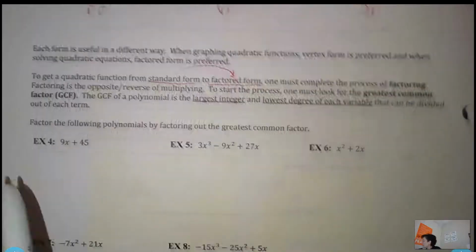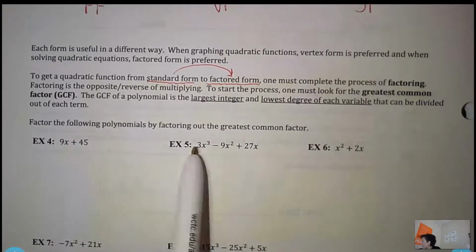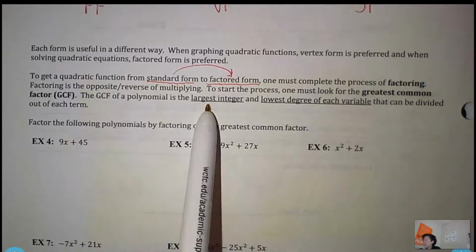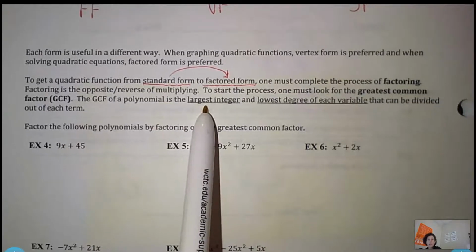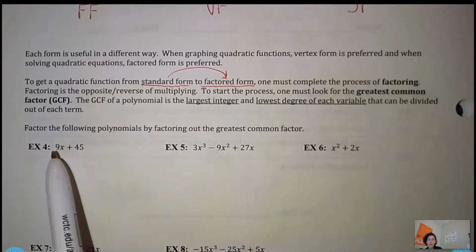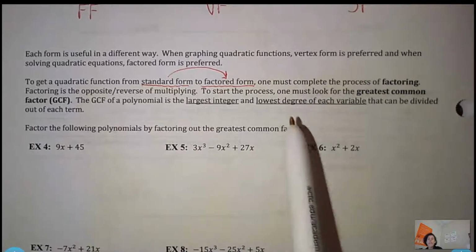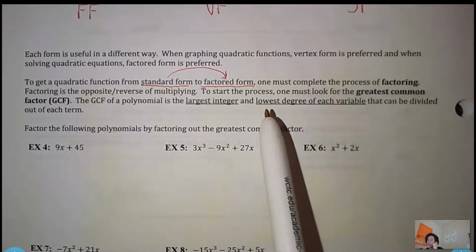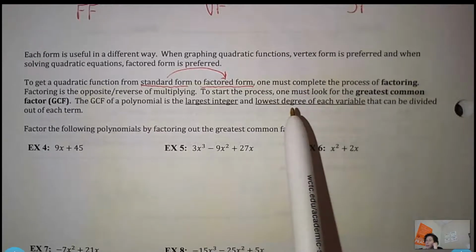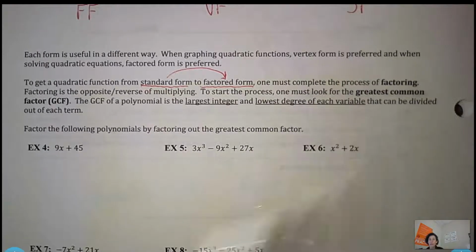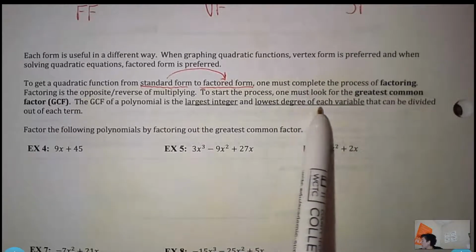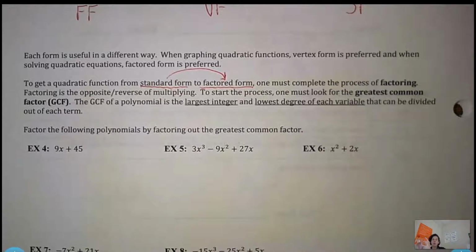And what you do is you look at each term and you look for the largest integer, so the largest regular sized number that can come out or divide out or factor out, and then you look for the largest amount of variables that can go out. So just pause 1 second. So it says the lowest degree of each variable because what we're trying to do is take out as many x's from each term as possible.